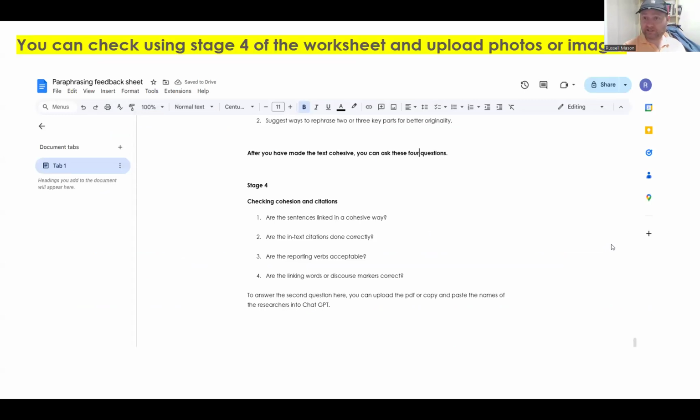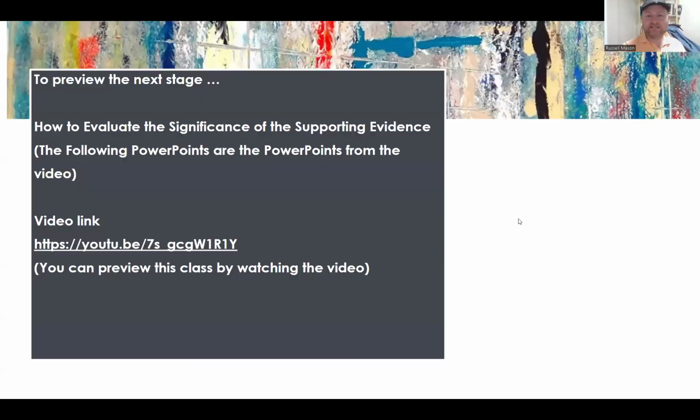You can check this using the worksheet, the same worksheet. So stages 1, 2, and 3 were to check the paraphrasing, and stage 4 is to check the cohesion and citations in the final paragraph. So do the paraphrasing first, check using stage 1, 2, and 3 on the worksheet, then make the text cohesive, and then check using the questions for stage 4 on the worksheet. Take screenshots of everything or photographs of everything and upload it to your folder, and you will get the participation score for the class.